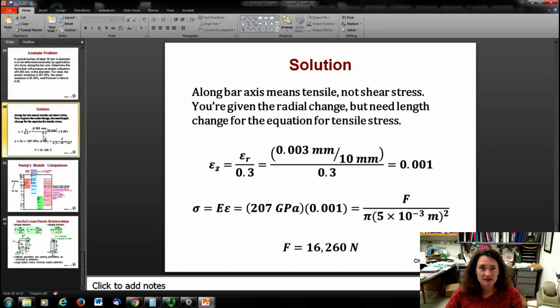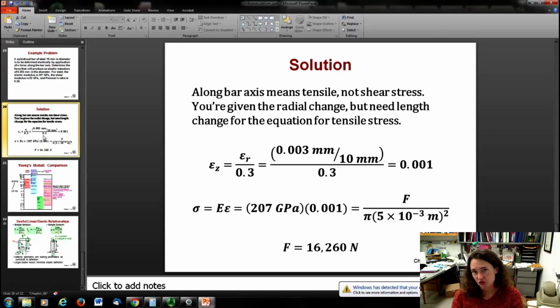Okay, so they threw a lot of red herrings at you here. You don't necessarily need all the information that you're given. Along the bar axis, that means that it's a tensile stress and not a shear stress. So they gave you the shear modulus, but you didn't really need it, okay? Also, you're given that radial change, but in your formula for the tensile stress, what you need is your stress, or your strain, I'm sorry, along the axis and not that radial.